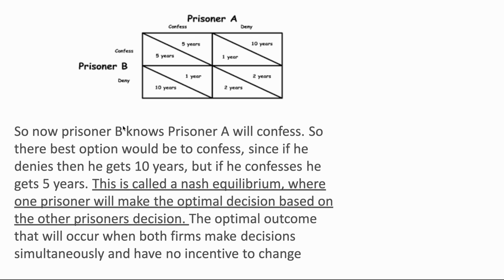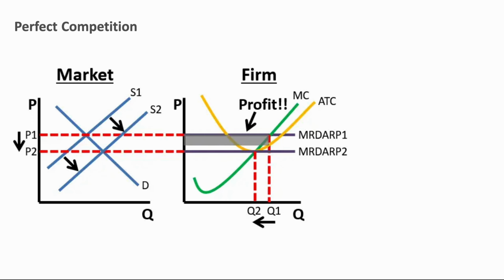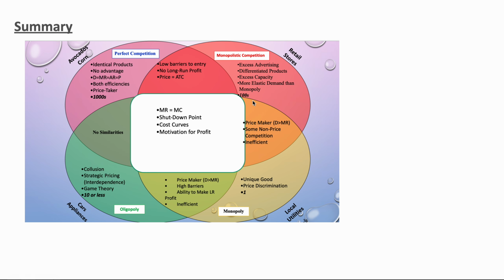So now prisoner B knows prisoner A will confess because it's in his best interest. So his best option would be to confess as well. Since if he denies, then he's going to get 10 years. But if he confesses, he gets 5 years. So if prisoner A confesses, which he definitely should, then prisoner B has 2 options, either 5 years or 10 years. So obviously he's going to confess. So game theory leads us to believe that both of them are going to confess, and then they both get 5 years. So let's just summarize all of these different market structures.